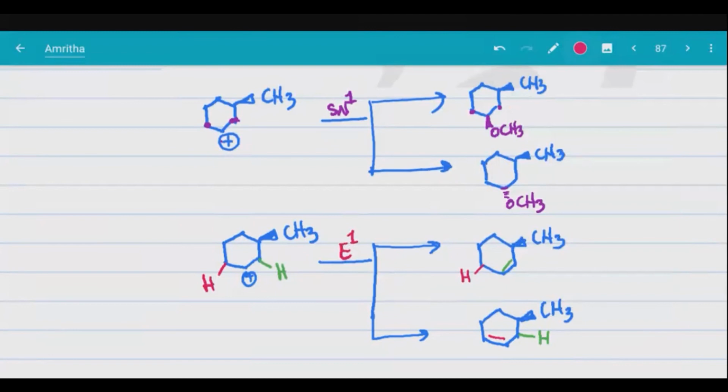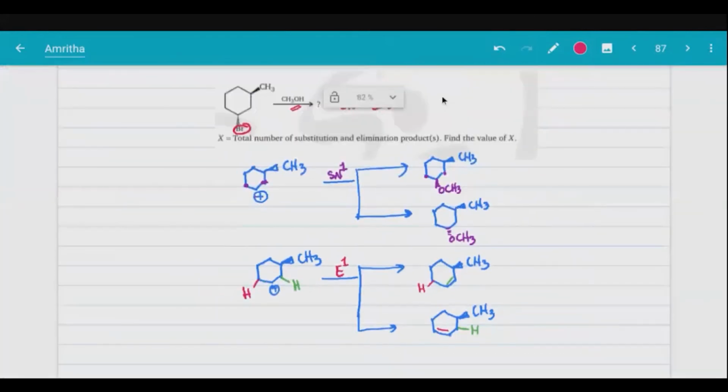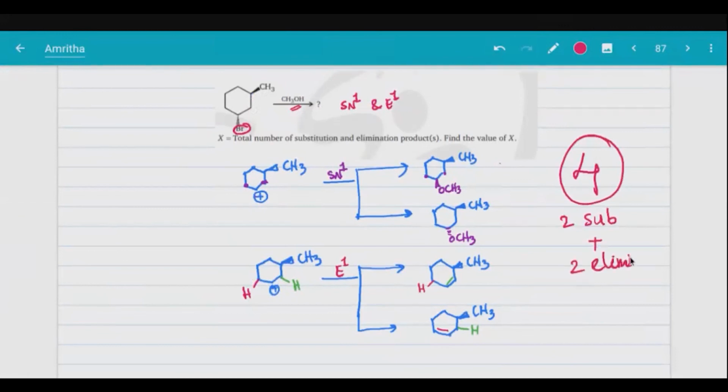Yes. So 2 plus 2, 4. Any other product? Do we get any other product? No, right? Because there is no further rearrangement. Carbocation stops here. It will not become tertiary from this. So the total answer is 4: 2 substitutions plus 2 eliminations. Understood? Okay, fine. Next question.